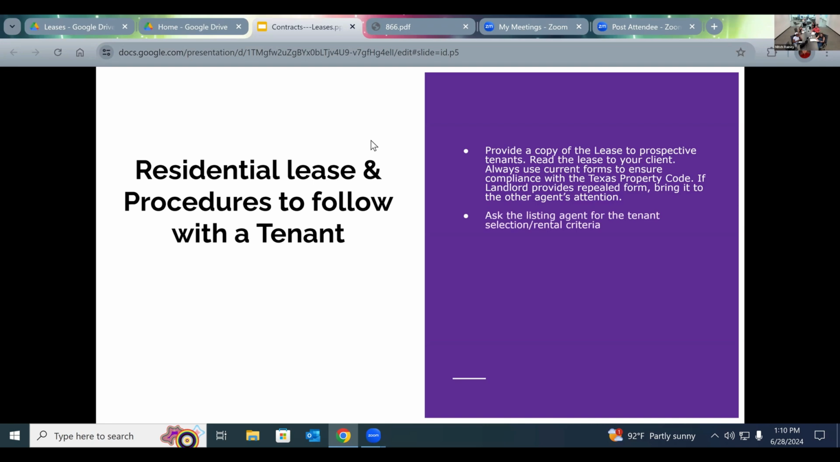Ask the agent for the model tenant selection criteria, that's again a state requirement. Where it came in was when there were landlords who were charging X dollars for an application, and all they were doing was collecting applications. So they were making money off the applications and nobody was ever getting the lease. The model tenant selection criteria.